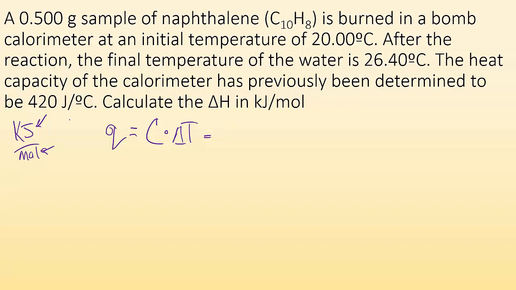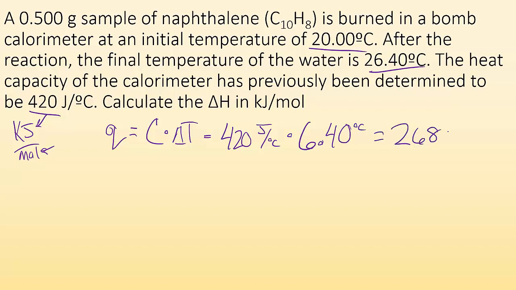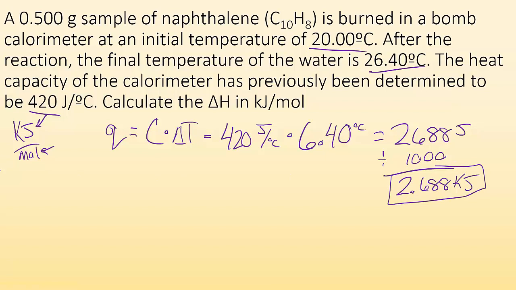The capital C, they tell me, is 420 joules per degree Celsius. So I've got 420 joules per degree Celsius, and I'm going to multiply it by the temperature change. Well, it was at 20.00 and went to 26.40, so the change is 6.40 degrees Celsius. When I multiply that across, I get 2688 joules. And if I want kilojoules, I have to divide that by 1,000, and I get 2.688 kilojoules. So I've got my kilojoules, which is the first thing that I need. So I can check that off. Next thing I need is moles.